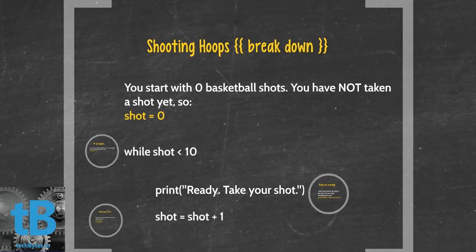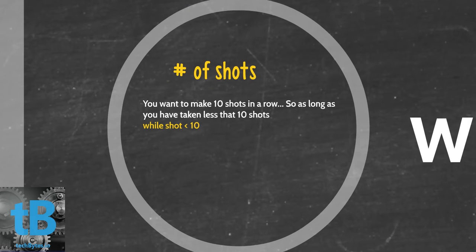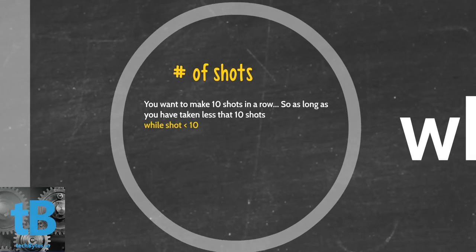So, breaking down our shooting hoops example, we're going to start with our variable called shot, which is assigned the value of 0. So we have not taken a shot yet. And then you can see while shot is less than 10. So this is our number of shots. As long as our number, 0, 1, 2, 3, etc., is less than 10, this loop will execute.